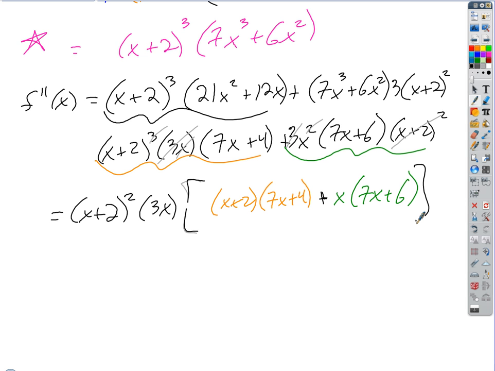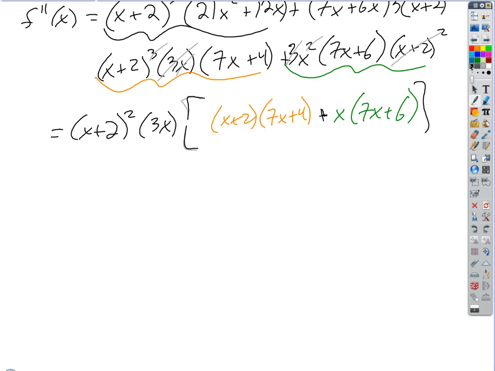Okay, so there's some calculus to do there, but it's not horrible, right? Now, this is all pretty easy to combine, isn't it? So if we went that last step here and simplified this even further, we've got a factor 3x times x plus 2 squared times, what are we going to get?